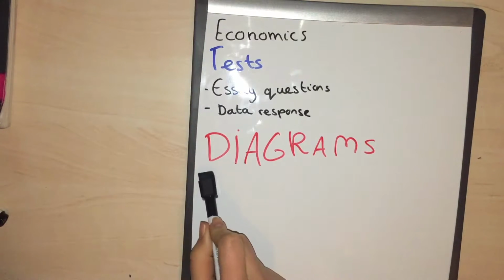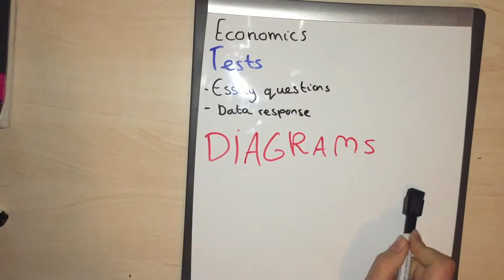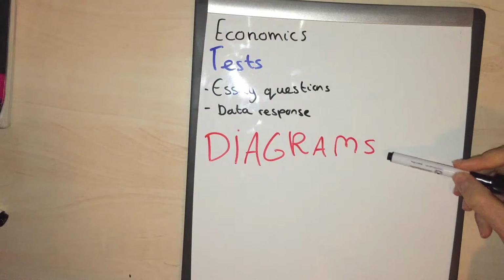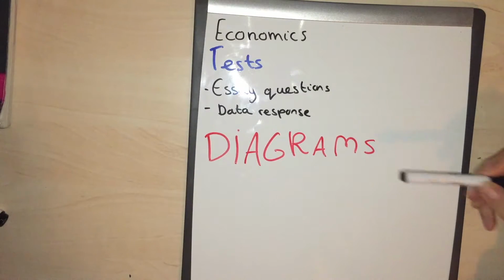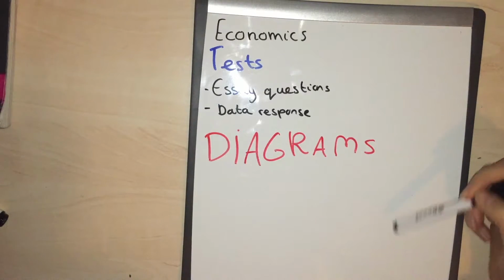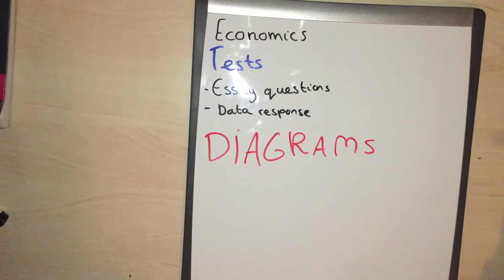And what I've put in red here is the diagrams part, because in IB Economics, diagrams are extremely important, and there's a lot of emphasis on drawing diagrams. Really use diagrams to complement your text, and without diagrams, you can't really get high marks. So that's really, really important during your IB Economics course.